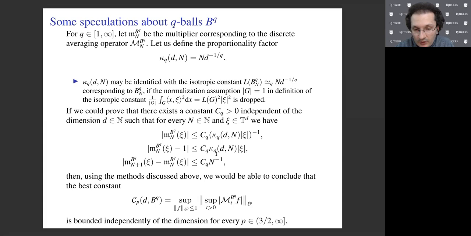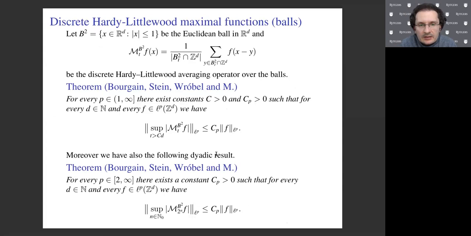And so now let's focus our attention on the Euclidean balls, and it turns out that if we consider a truncated version of our discrete maximal function corresponding to the averaging operators over Euclidean balls, and if the supremum is over times bigger than the dimension, our comparison principle that we proved at the beginning says that if the time parameter is bigger than the dimension to 3/2, then we have dimension-free estimates.